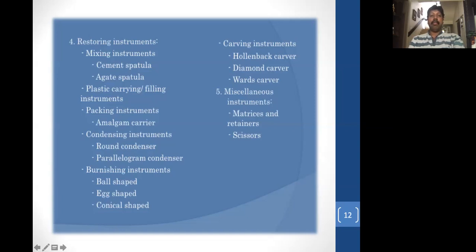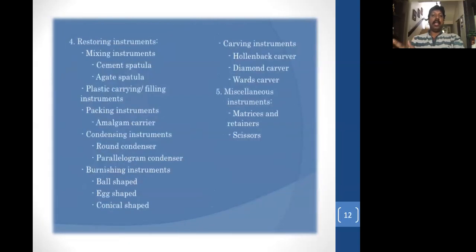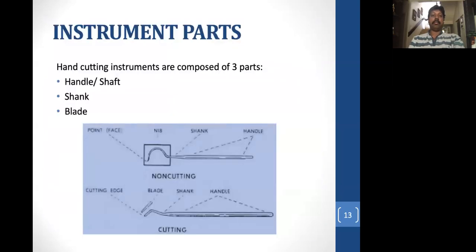Okay, again, for example, from a clinical point of view, or a preclinical point of view, or day-to-day practice: exploring, isolating, hand cutting, restoring, and miscellaneous. Okay, this is it. Then what are the parts of an instrument?